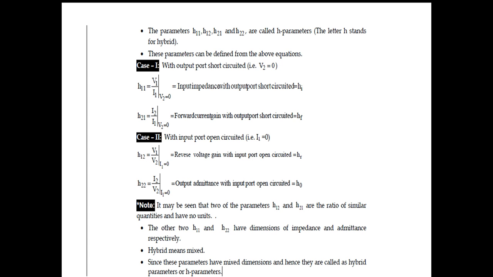This is very important. Why are these parameters called hybrid parameters? Because all four parameters have mixed dimensions. There are no fixed units or dimensions. Therefore, these are called hybrid parameters or H parameters.